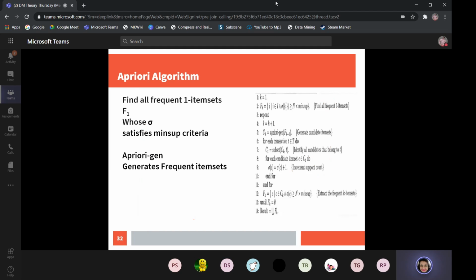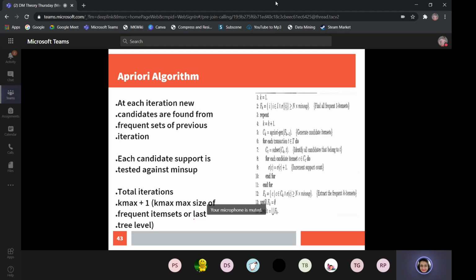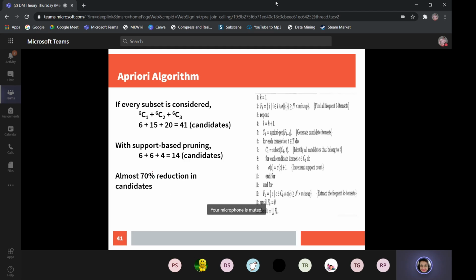In that particular example we could reduce the number of candidates by 70%. Obviously it will be different for different examples. If you have a question you can ask me, otherwise I can move forward. This is what we had done in the last lecture. If you have studied and have questions, you can ask me.